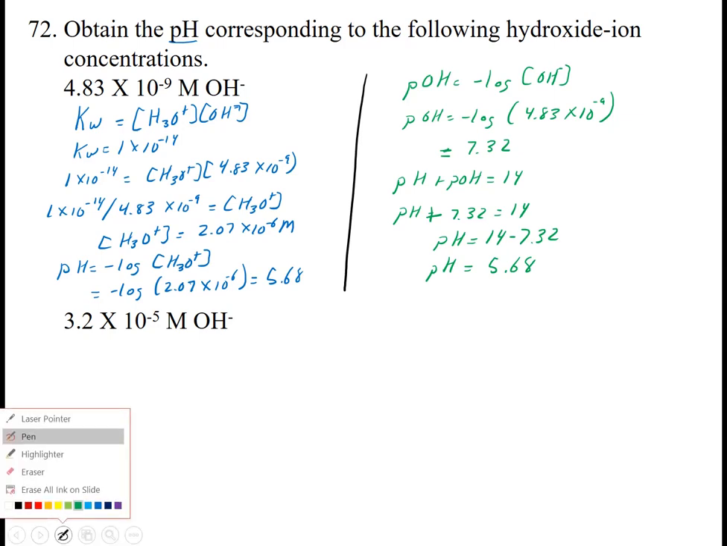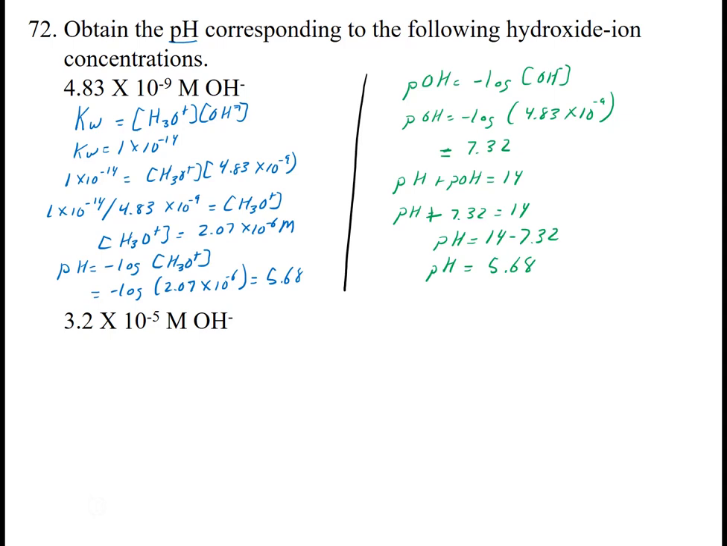Again, there's two different methods to do this, the same two methods actually. I'm going to do them in the same order. I'm going to start out with this equation, and I'm going to start here where I plug it in just because of room. So I have 1 times 10 to the minus 14 equal to the hydronium ion concentration times 3.2 times 10 to the minus fifth. So I divide both sides by the 3.2 times 10 to the minus fifth, and that is equal to hydronium.